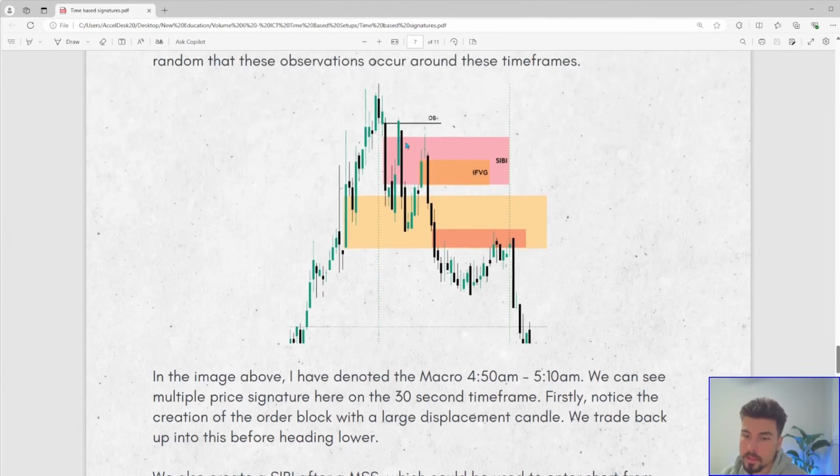So again, we've got the order block. We've got a massive displacement candle here. We trade back into the order block once, into the order block twice. And the first time we actually disrespect this sell side imbalance. A lot of people might be curious. They go, well, Ruben, why do we disrespect it? Shouldn't we close within? Yeah, we should.